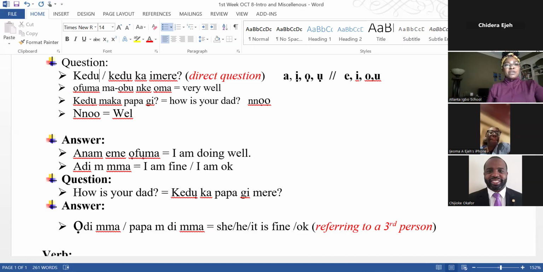And the other one is, how is your dad? Remember, it's kedomaka papage. So this is what we're going to do. How is your dad? If you want to write it down, write it because I'll close the page. How are you? It's number one, but it's going to be in Igbo. How are you? And then you be the one to answer in Igbo.